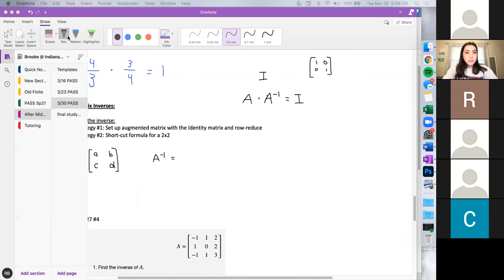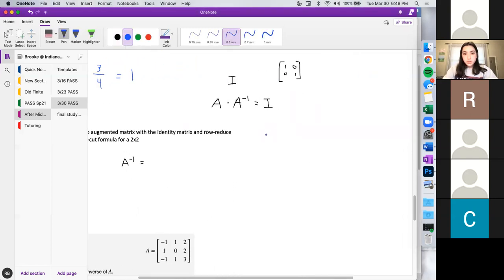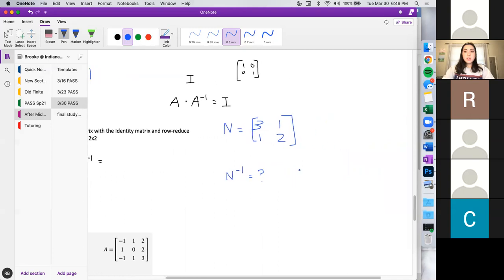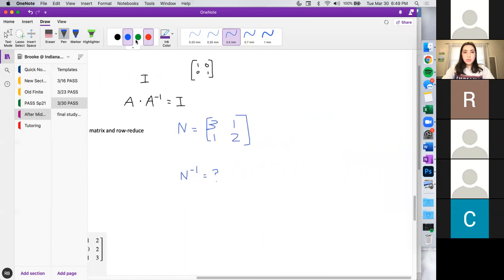Okay, so if I have the matrix, I'll call it N. I have 3, 1, 1, 2. I was given this matrix N and asked what is the inverse of N. One strategy is to create an augmented matrix with the identity. So I would take N, just 3, 1, 1, 2, and slap on the identity with it.